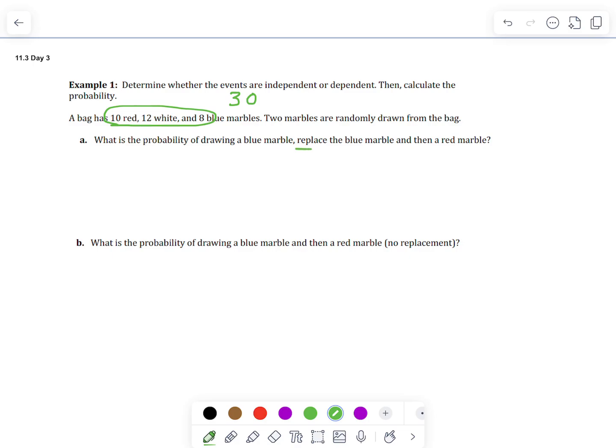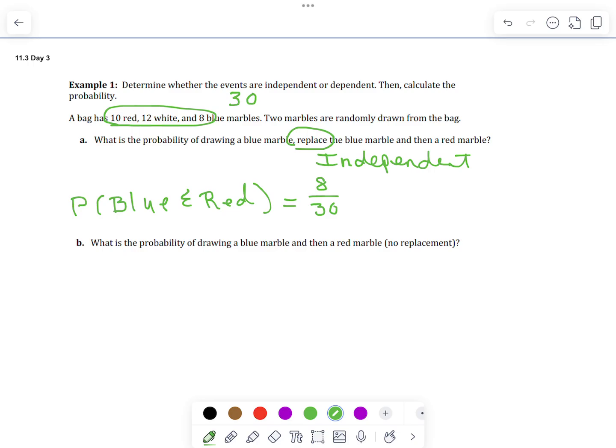This is considered replacement, so it is considered independent. So the probability of blue and then red. So the probability of blue is 8 out of 30. And then the probability of red is 10 out of 30.